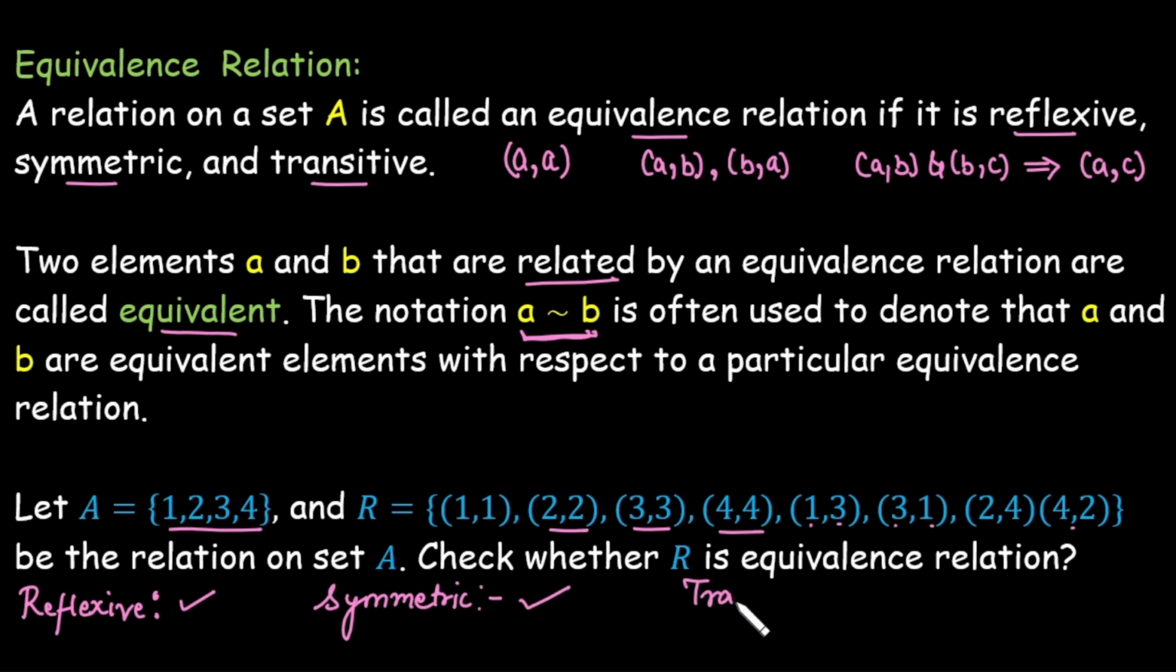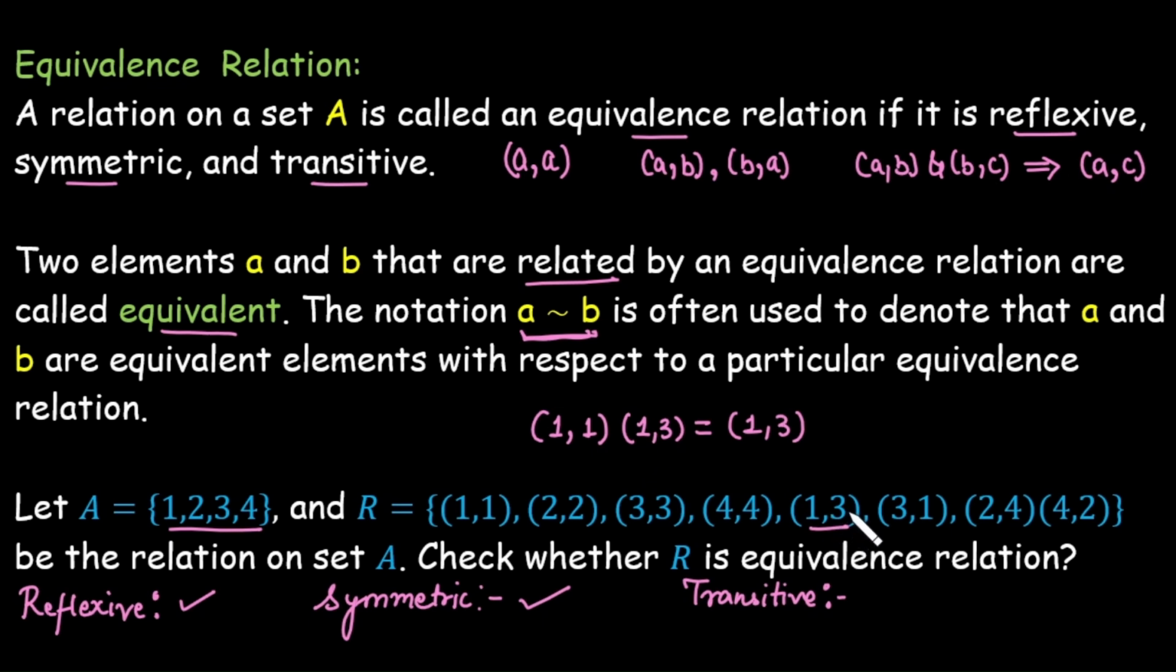Now check for the transitive. For transitive, the best way is always to start from the non-equal elements. Why? Because if you take the equal elements in an ordered pair, operate with any non-equal elements, suppose here we have 1, 3, you will get the same ordered pair in this case. So when we have the equal elements in an ordered pair, it acts like a mirror for the other ordered pair, provided you are finding the transitive form. So let's start from here first.